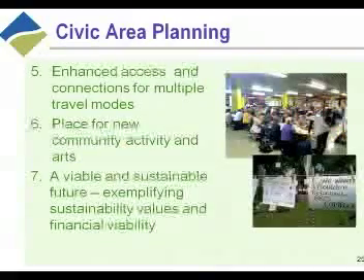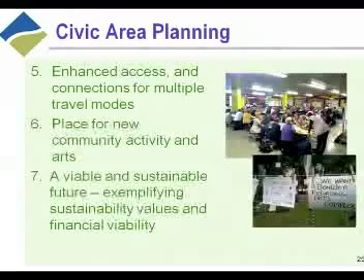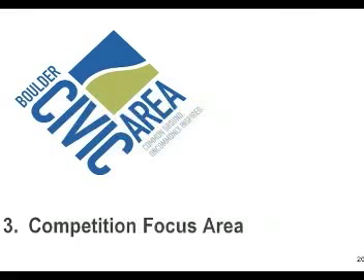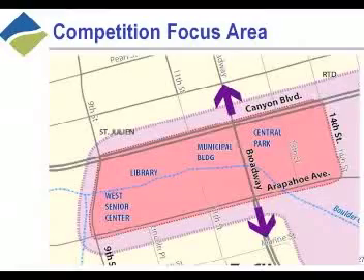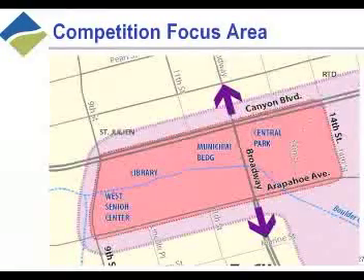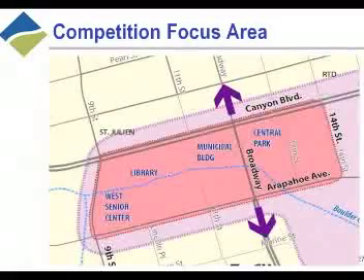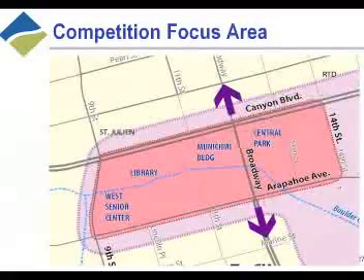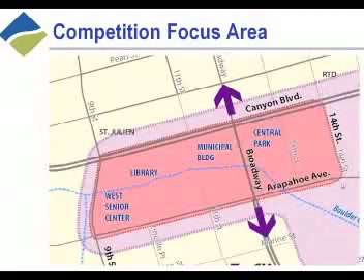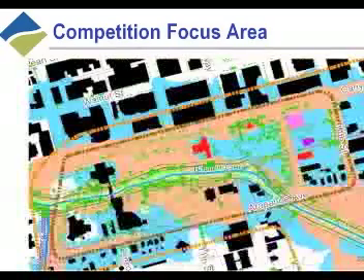And then one of the important aspects of it is a viable and sustainable future, not only from an environmental perspective, but also from an economic perspective. So if we zoom down to the actual competition area, as I mentioned, it is bounded by 14th Street to the east, 9th to the west, Canyon Boulevard to the north, and Arapahoe Avenue to the south.